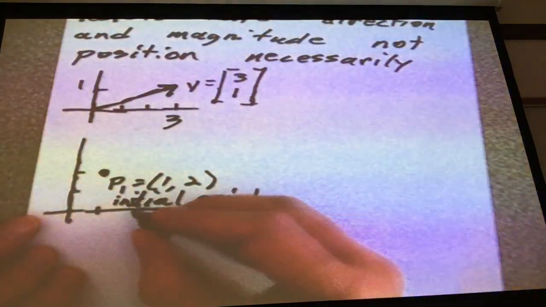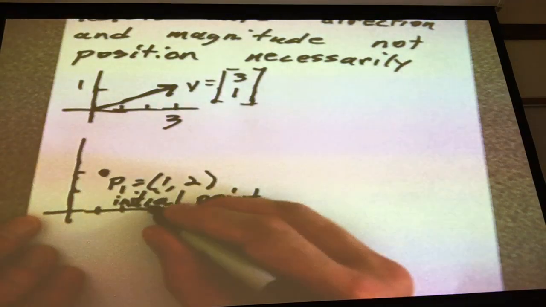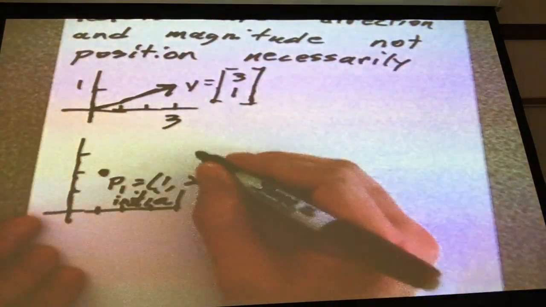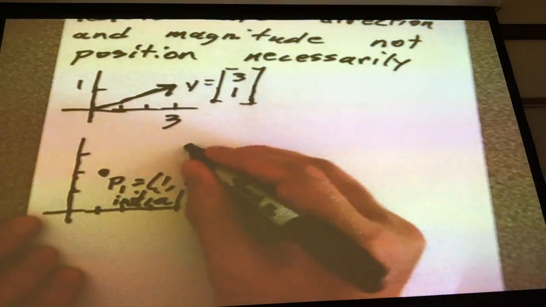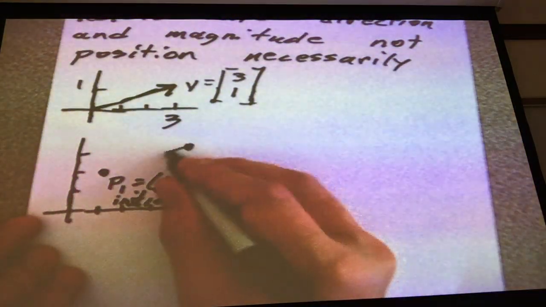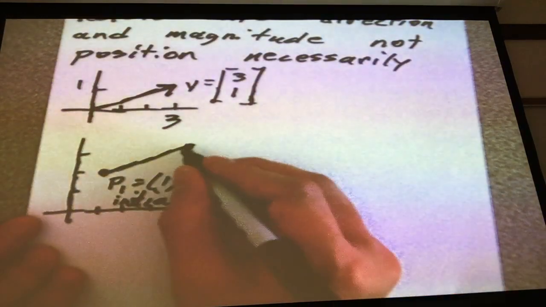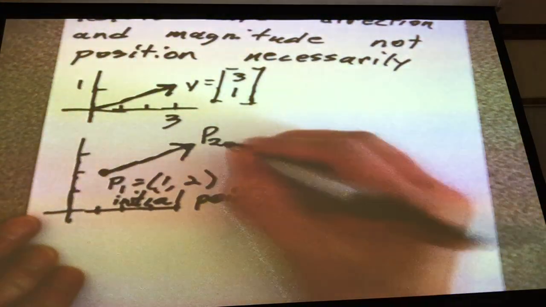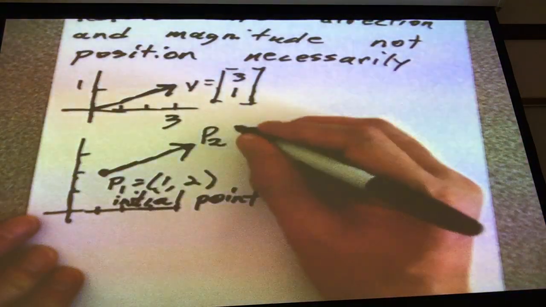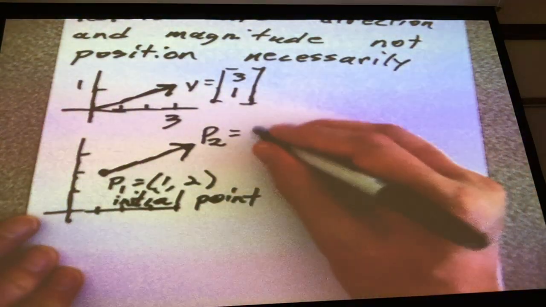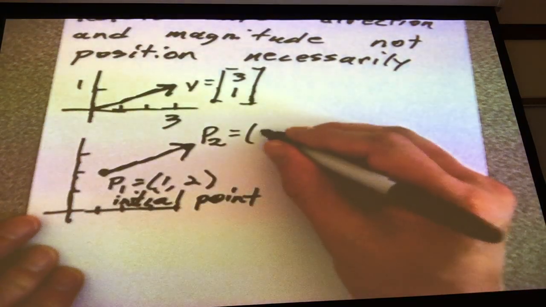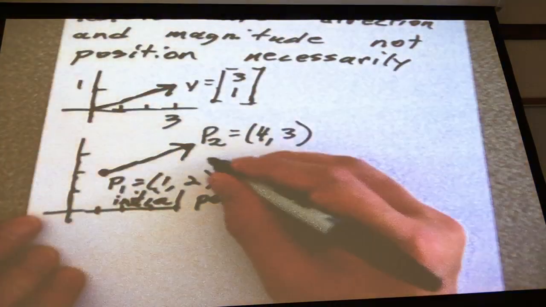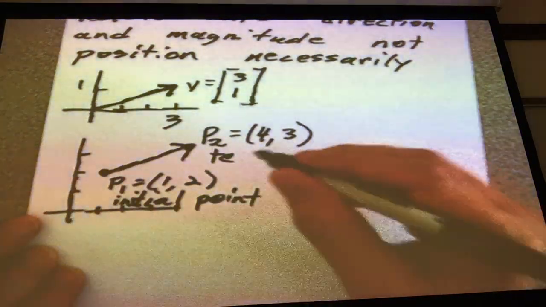Okay, so I'm going to go up 2, 3, and 4, then 1, 2, and 3. All right, and now P2, which is going to equal 1. All right, and so we'll call this guy the terminal point.